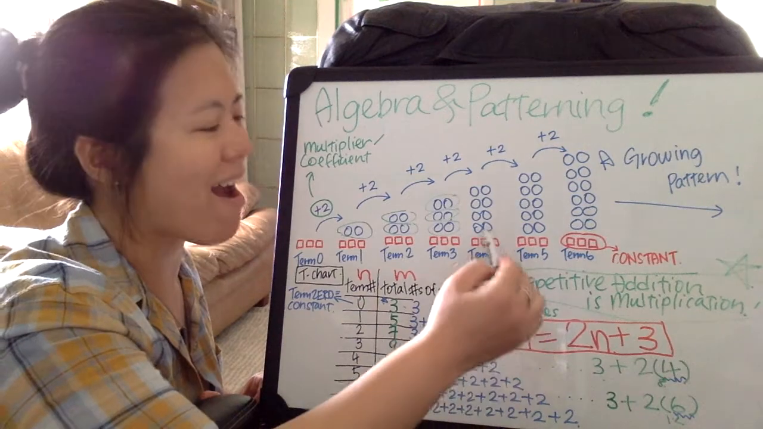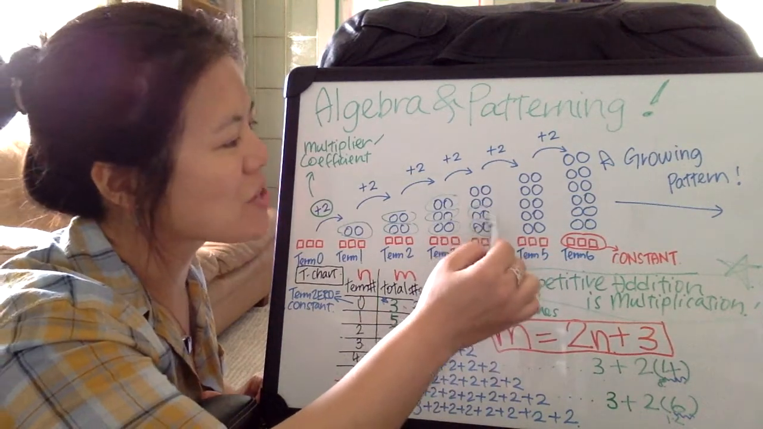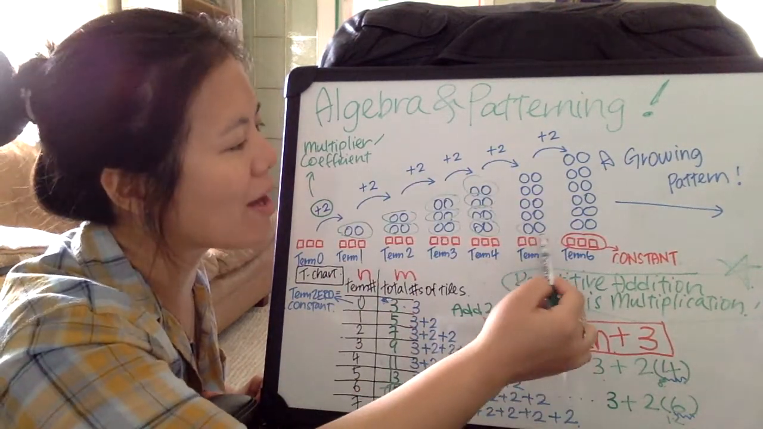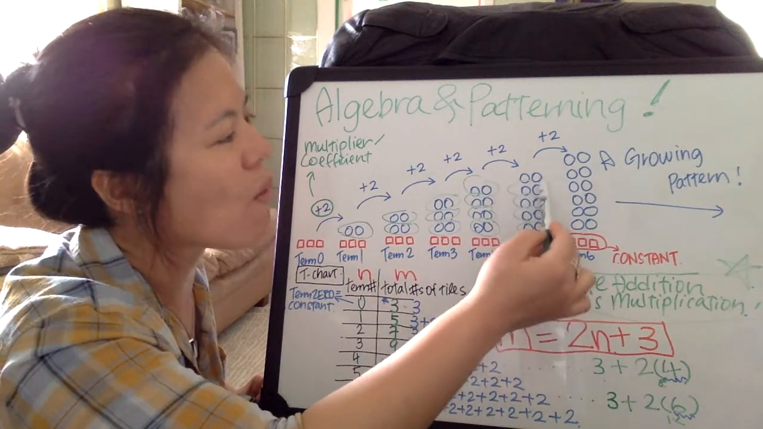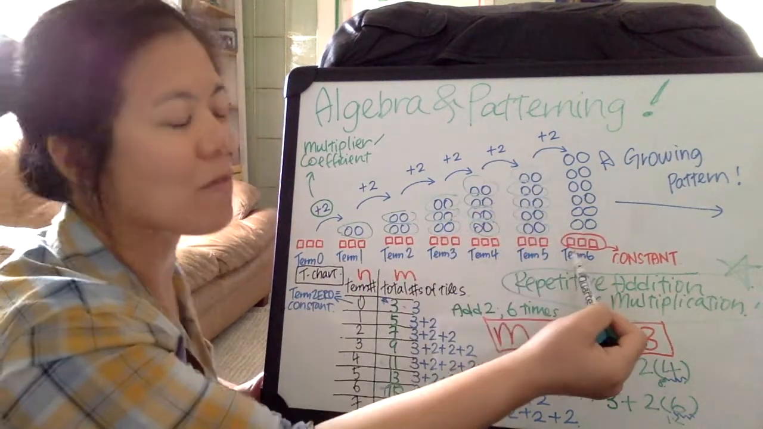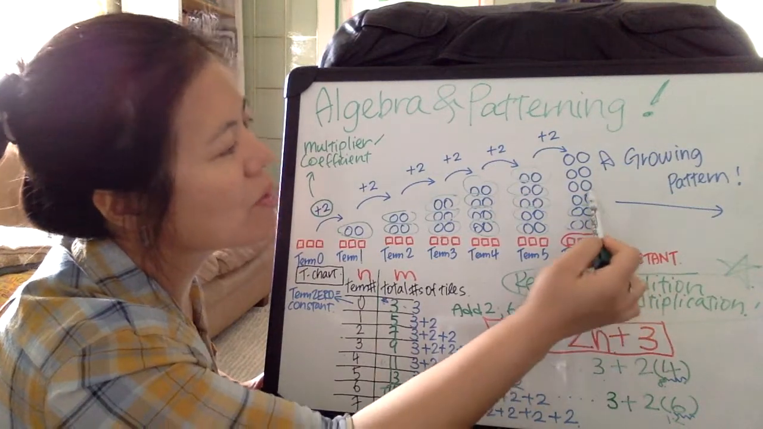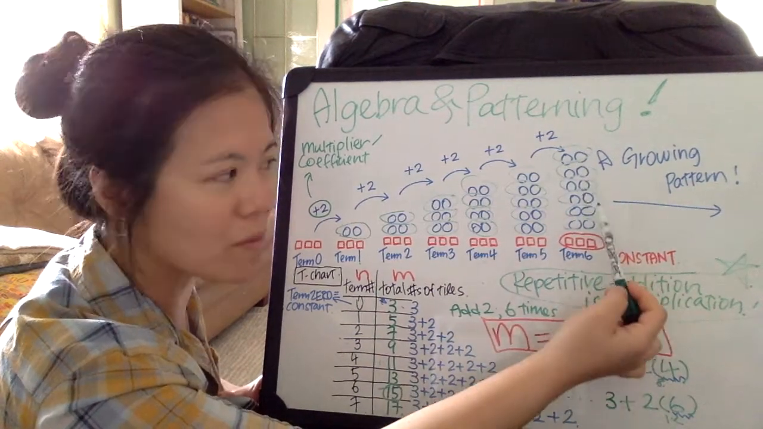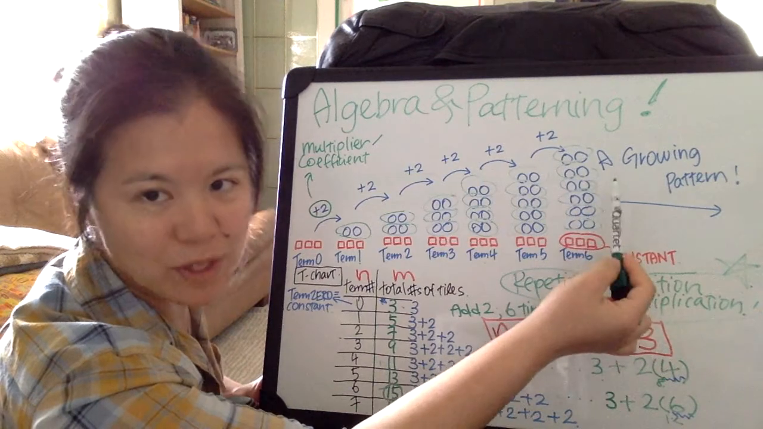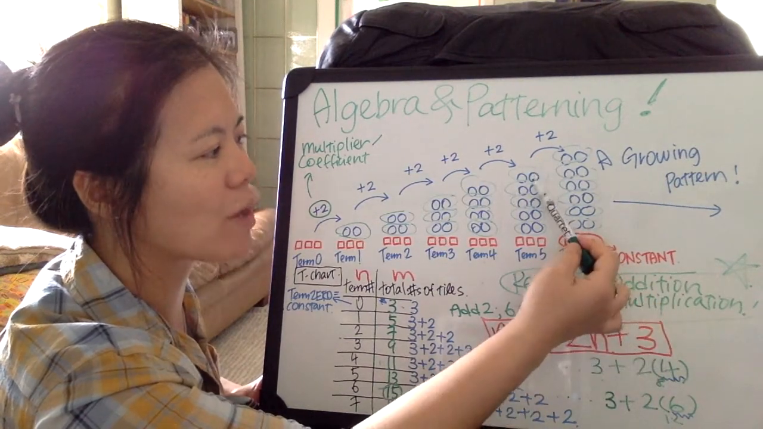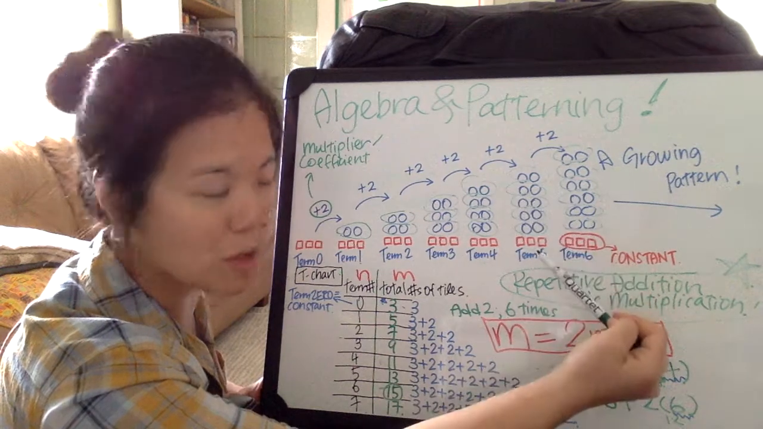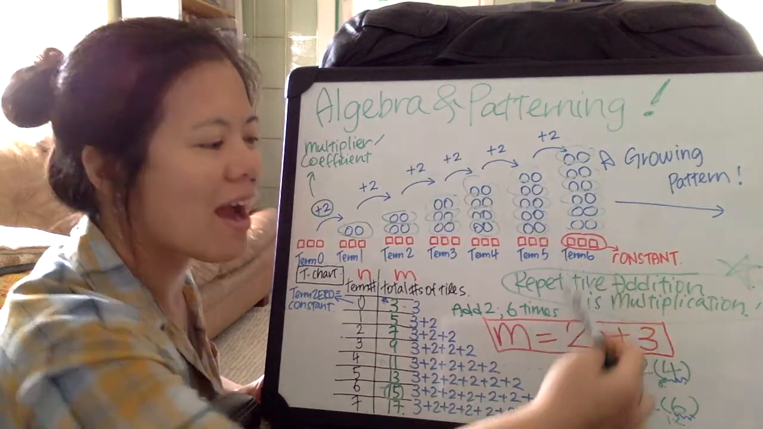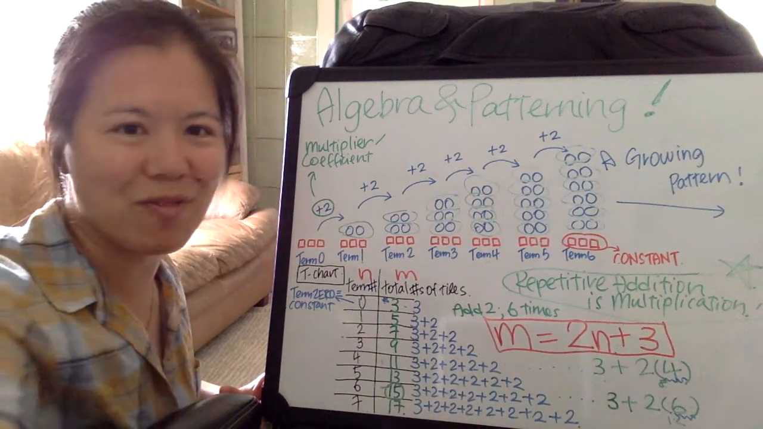Looking at term number 4, you see the pattern, right? 1, 2, 3, 4 groups of 2s. Term number 5, I have 1, 2, 3, 4, 5 groups of 2s. And for term number 6, I have 1, 2, 3, 4, 5, 6. I have 6 groups of 2s. So if I wanted to find out how many blue circles I have for term number 5, I have 1, 2, 3, 4, 5 groups of 2s. So I would do 2 multiplied by 5. And that is exactly how it is represented right over here.